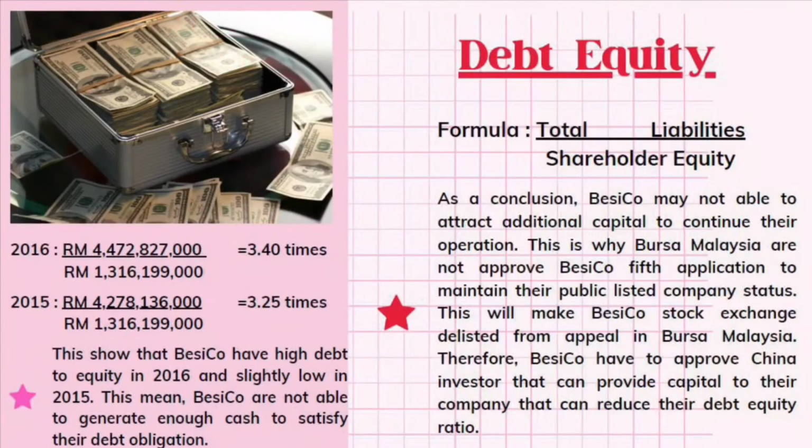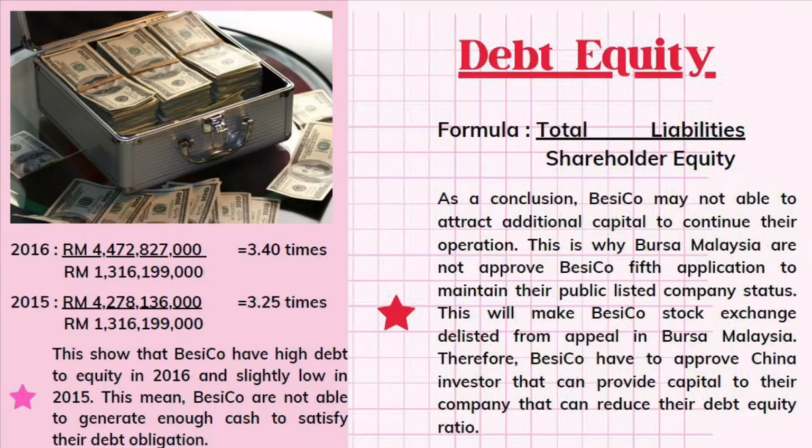Second is debt to equity. The formula is total liability divided by shareholder equity. For 2016, I got 3.4 times, and 2015 is 3.25 times. This shows that Besico has high debt to equity in 2016 and slightly lower in 2015. This means Besico is not able to generate enough cash to satisfy their debt obligation. As a conclusion, Besico may not be able to attract additional capital to continue their operation.